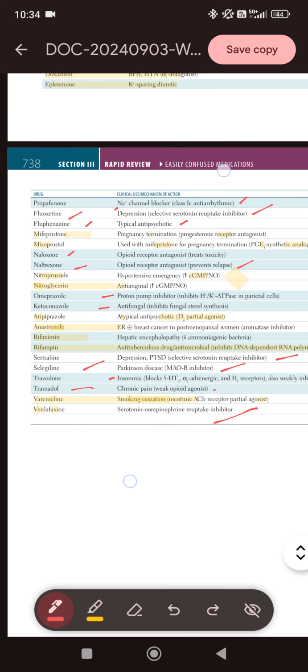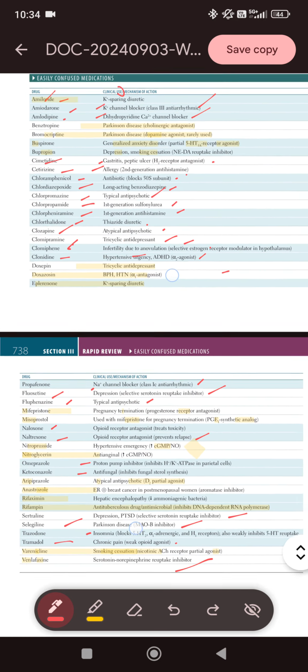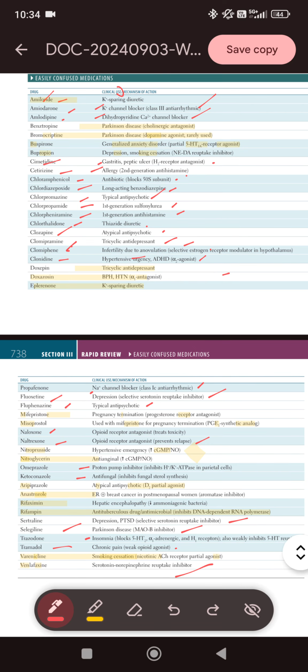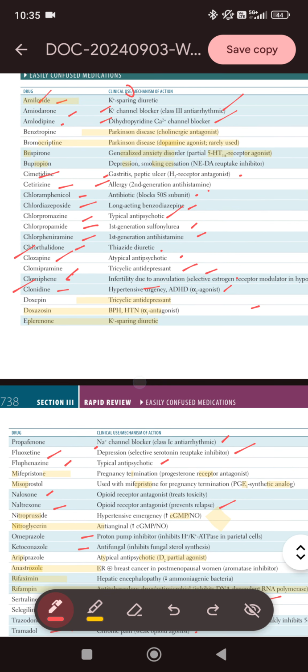Okay, so these are some of the drugs which we get easily confused with, and more or less I got personally confused between clonidine, which is for hypertensive urgency, which we use in ADHD also, alpha 2 agonist. Then I get confused with clozapine. Clozapine is an atypical antipsychotic. Then I think GAD for buspirone. Smoking, P for varenicline.